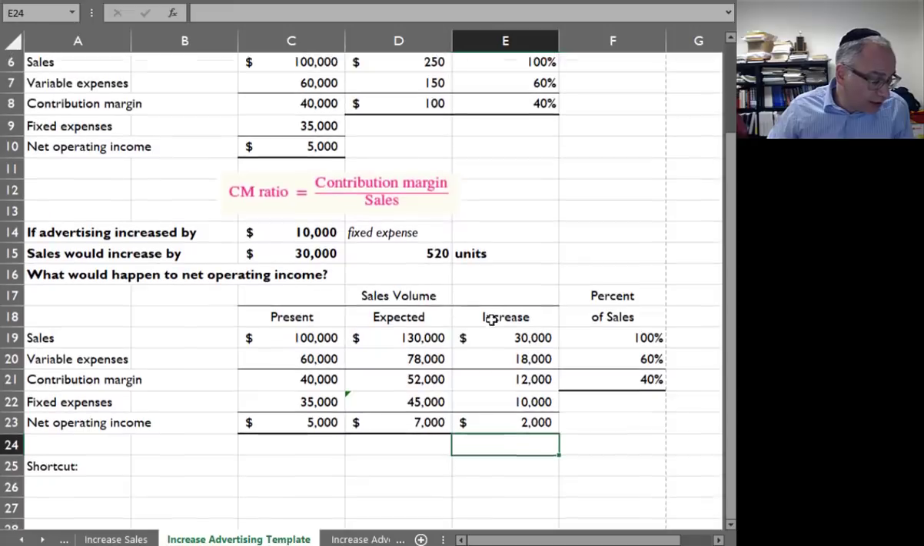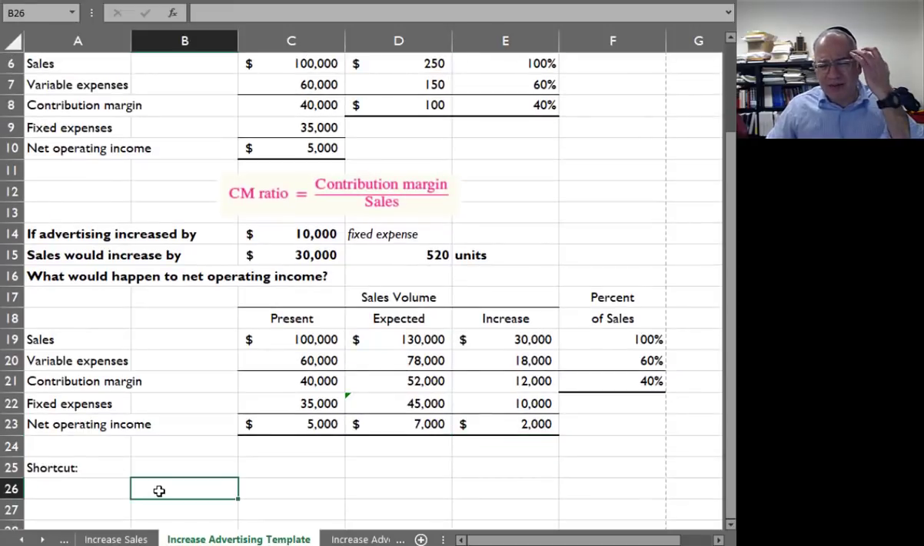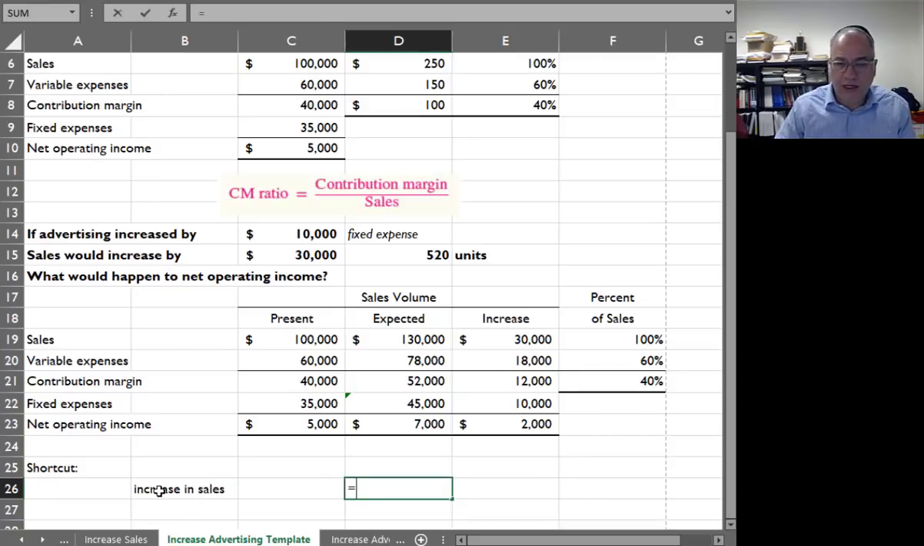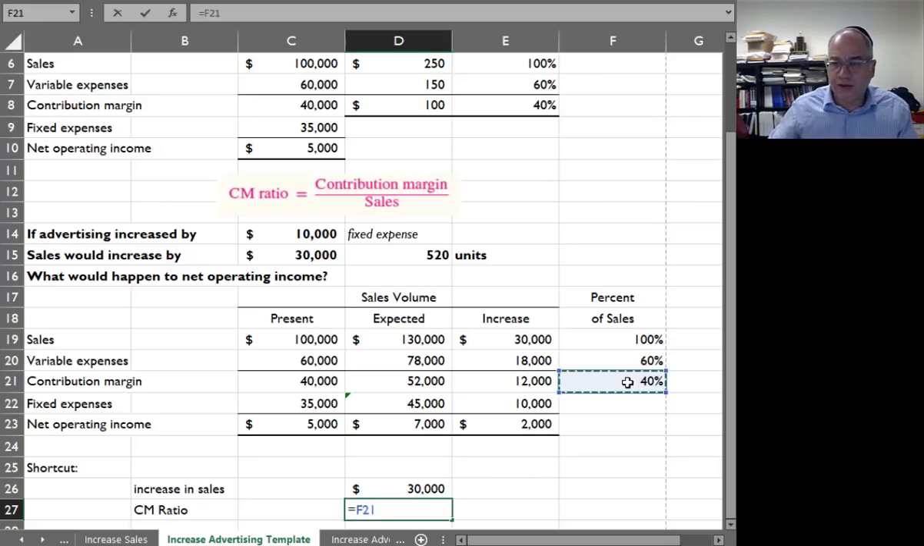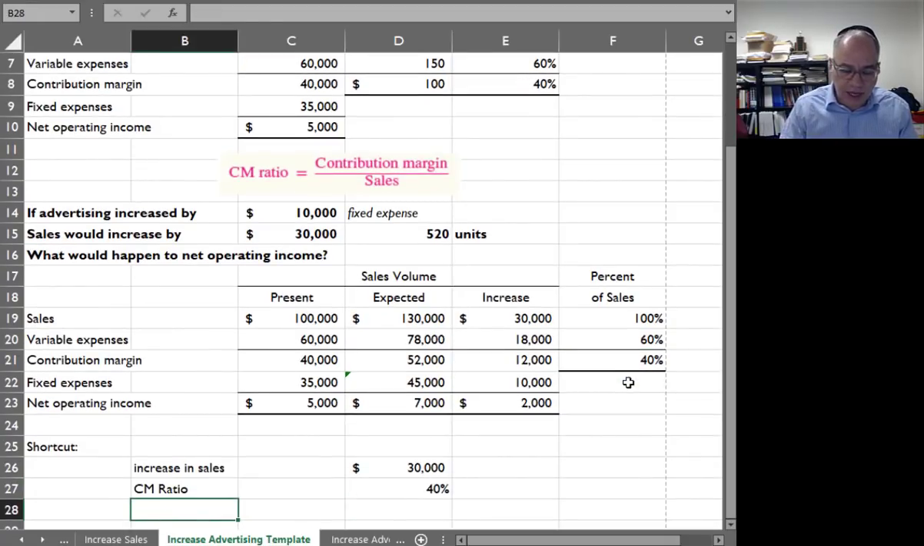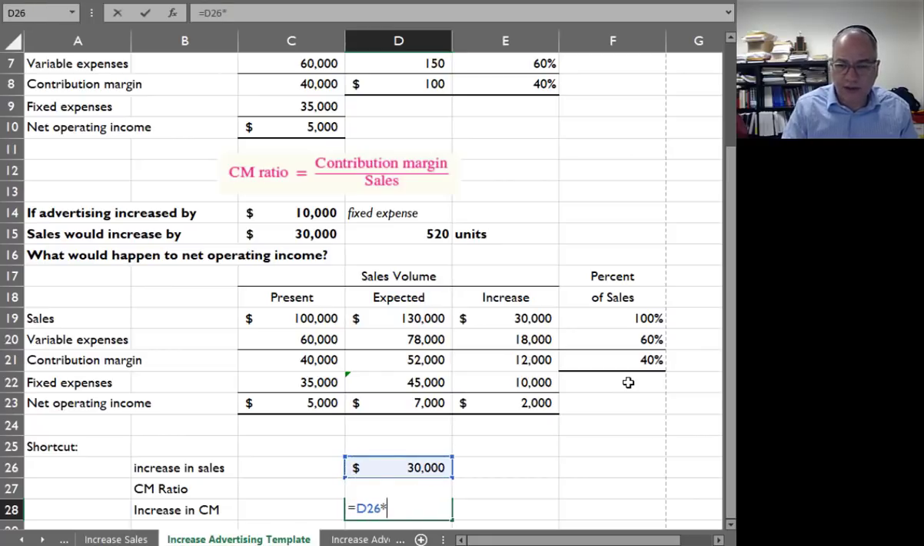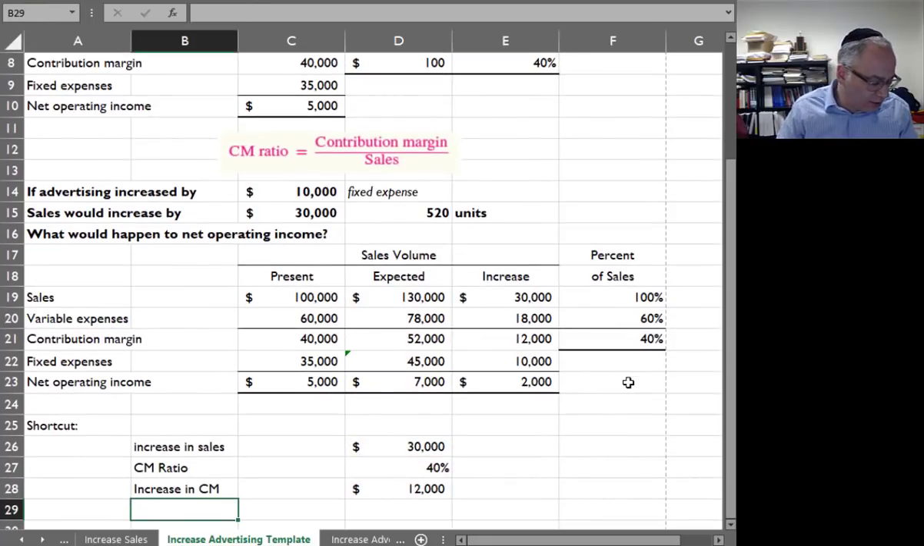But we can do a shortcut again. This one's a little more complicated than the last shortcut. Increase in sales would be $30,000. So you multiply that by the contribution margin ratio, which is 40%, and you get the increase in contribution margin of 30,000 times 40% or $12,000.